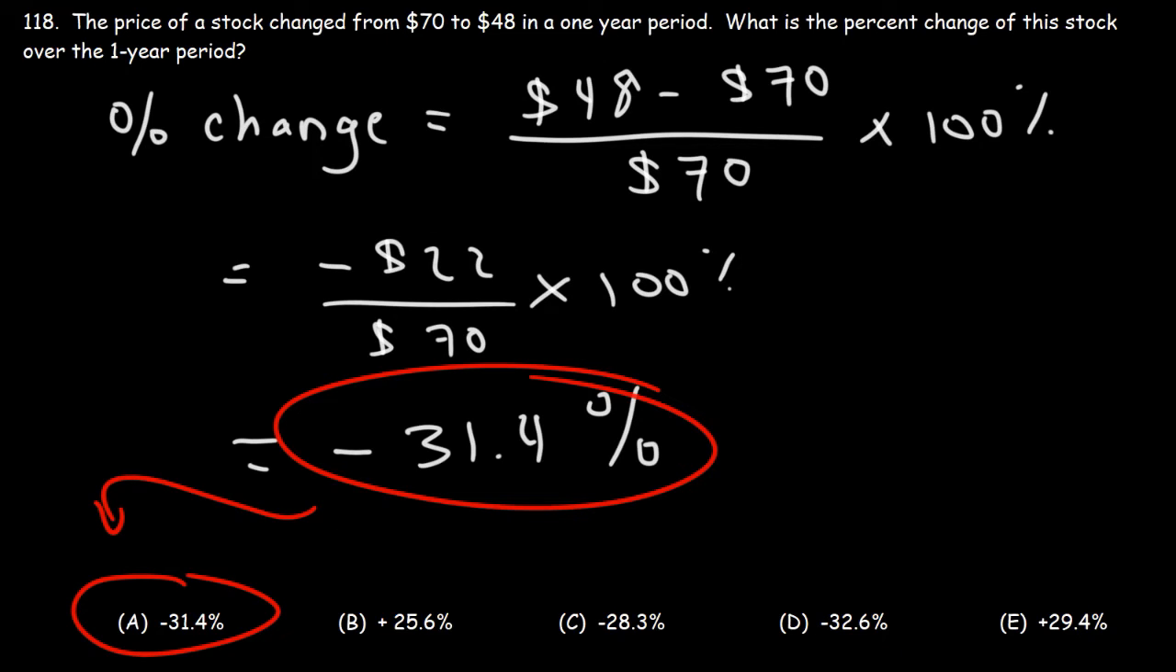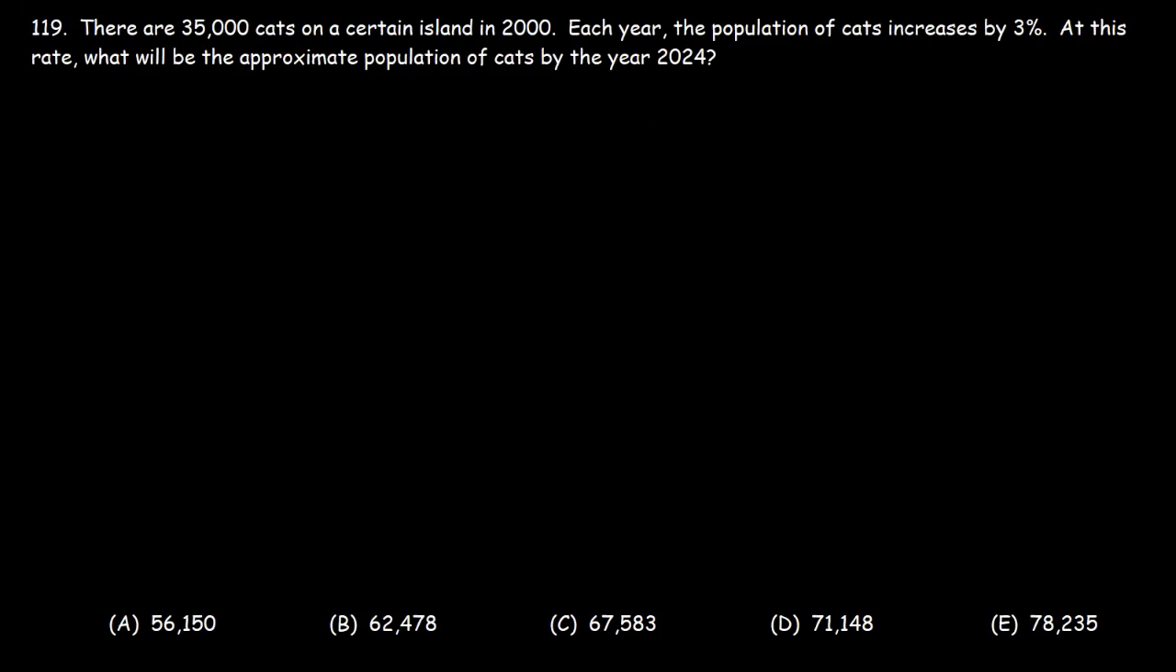So the negative sign tells us that the stock decreased in value. If we had a positive sign, it would indicate a percent increase where the stock would increase in value. But a negative sign indicates a percent decrease.